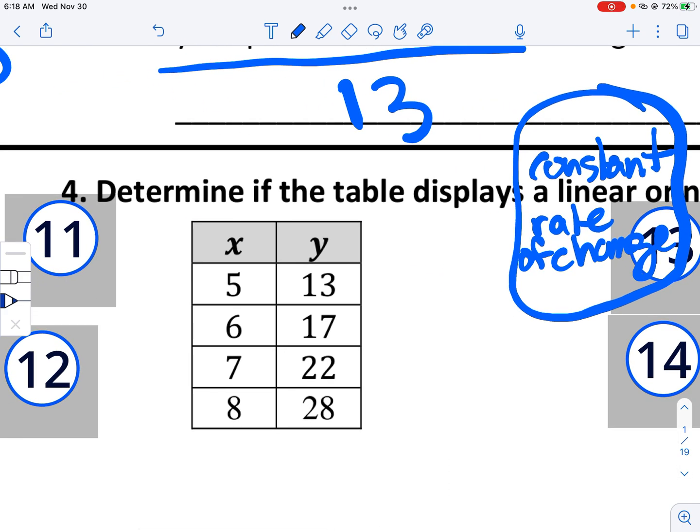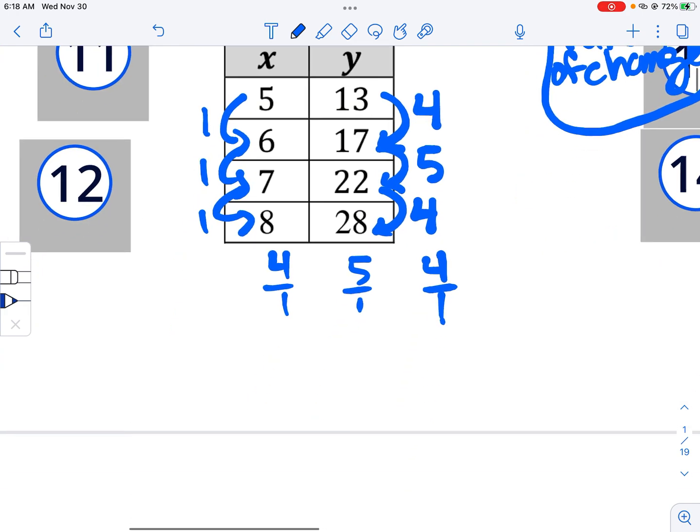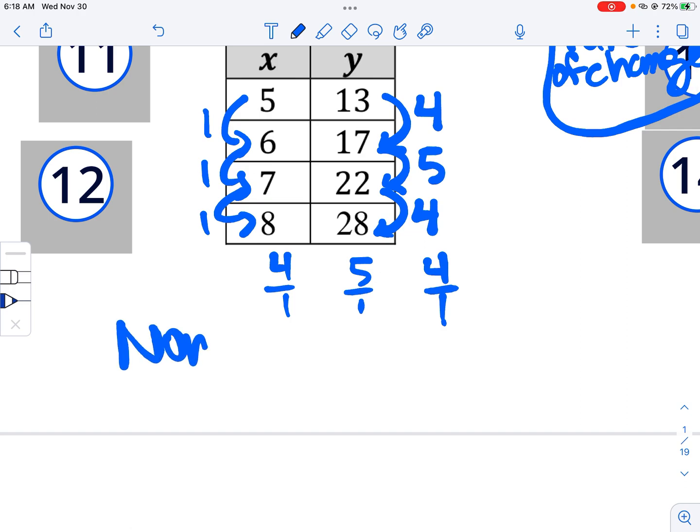So let's go here. From here to here, we go up by 4. From here to here, we go up by 5. From here to here, we go up by 4. Here is 1, 1, 1. So 4 over 1, 5 over 1, 4 over 1. This is non-linear, not non-proportional, non-linear, because that's what the question's asking. Why?